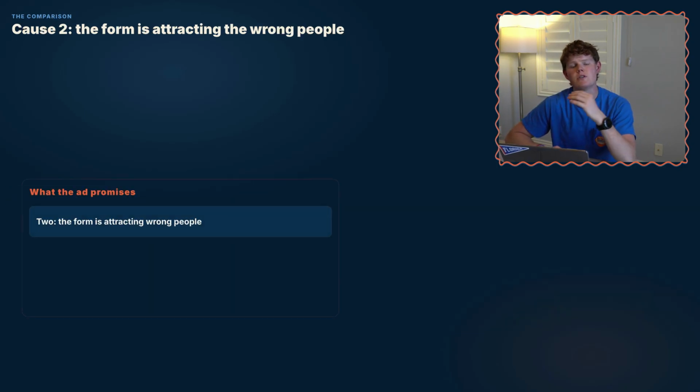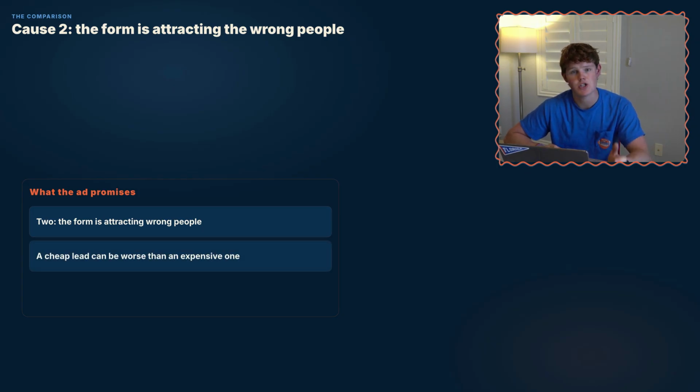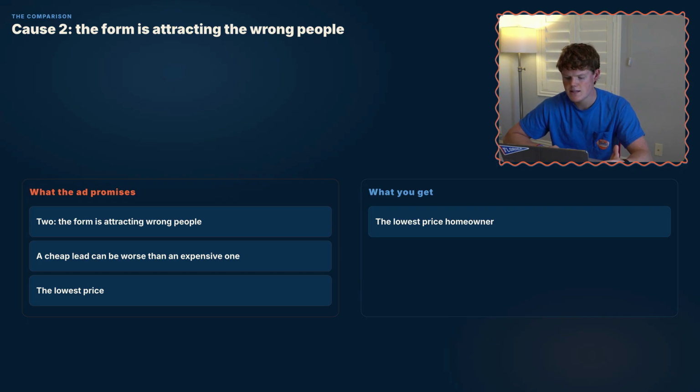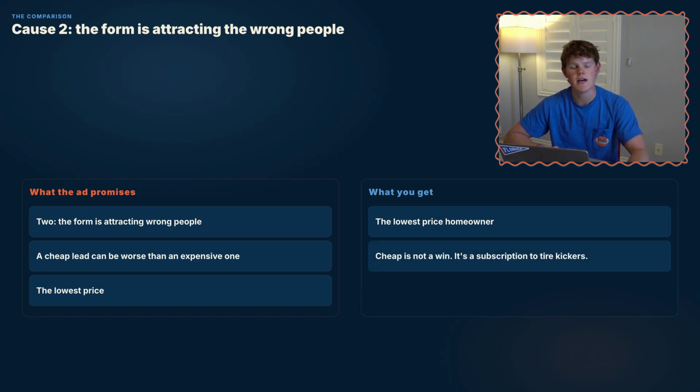2, the form is attracting the wrong people, right? This is real, and it's basically the one that can make a cheap lead worse than an expensive one. Because if your ad promises the lowest price, then you get the lowest price homeowner. And that is basically cheap. It's not a win. It's a subscription to get tire kickers. That's why I suggest never mention price in your ads.